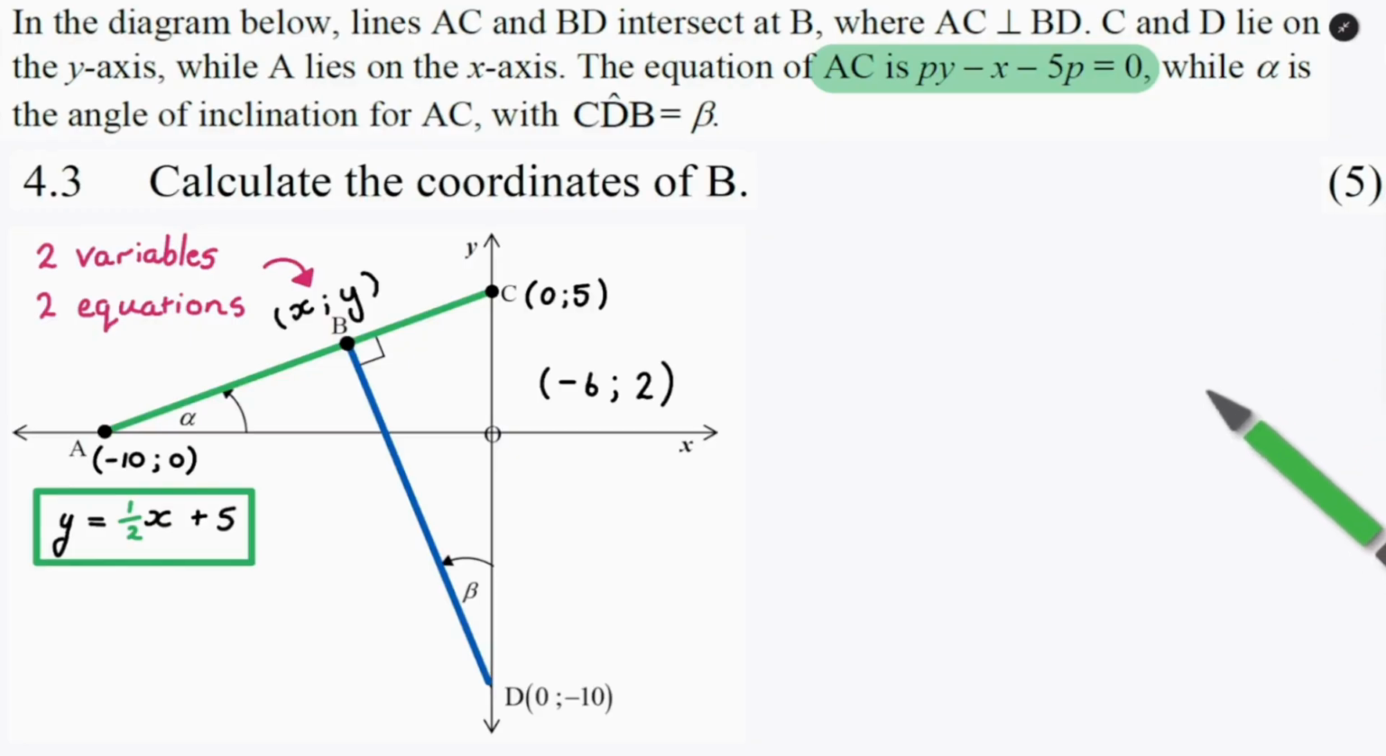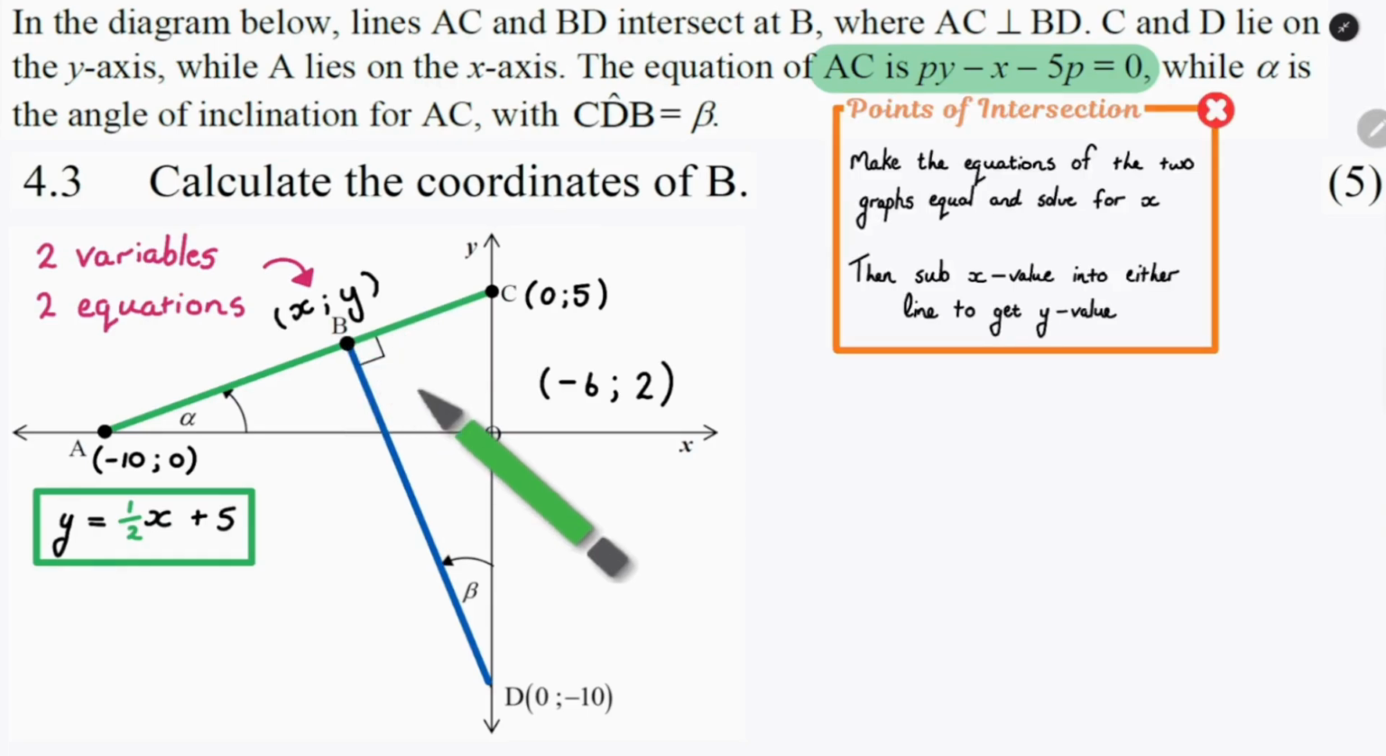In question 4.3, we need to calculate the coordinates of B. So let's have a look at B. We're missing x and y, so I'm missing 2 variables. So I'm going to need 2 equations to solve for those 2 missing variables. So I've got the first equation here. From the previous question, we know the equation of this line is y equals a half x plus 5. But I don't have the equation of the blue line. I need the 2 lines that intersect at B, so that I can apply the following rule. To get the points of intersection, I can make the 2 graphs equal to one another and solve for x.